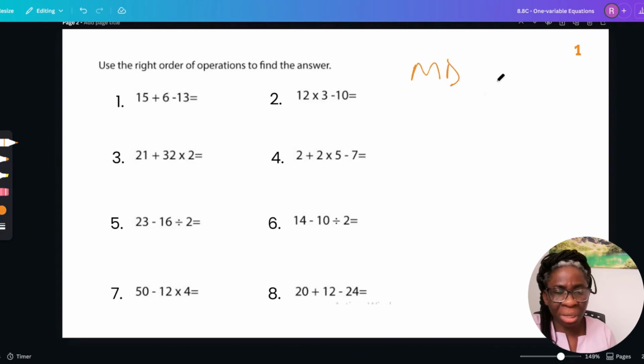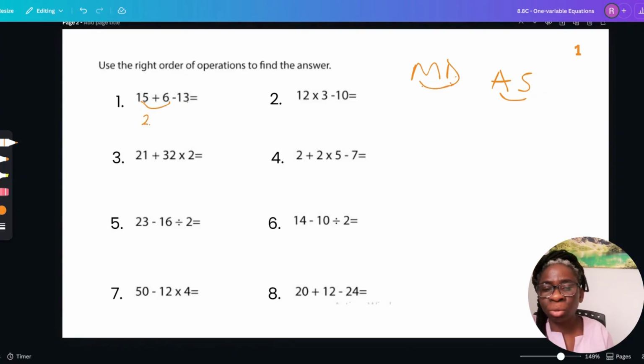So whenever multiplication and division appear in the same question, you must multiply or divide before you add or subtract. So for this one, we have 15 plus 6 minus 13. So we solve from left to right. If multiplication and division appear together, you solve from left to right. So 15 plus 6 gives 21, and 21 minus 13 gives 8.